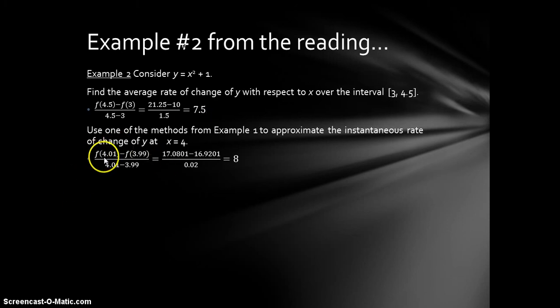And that's what we do right here. We take the point x is equal to 4.01 and x is equal to 3.99. We plug those into our function, we subtract, and we find that the instantaneous rate of change at x is equal to 4 is 8, which is technically an approximation here, but in fact is the actual value when we work it out.